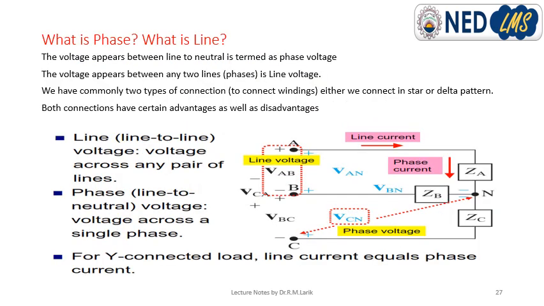So what is phase, what is line? You see in this figure, it's very clear. The voltage appearing between any line and neutral is a phase voltage, and the voltage appearing between any two lines, line 1, line 2, line 3, but in this case we have only two lines, a two-phase, two-wire system. So it must be clear to you what phase voltage is and what line voltage is.